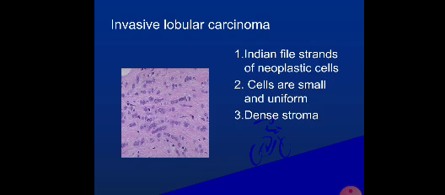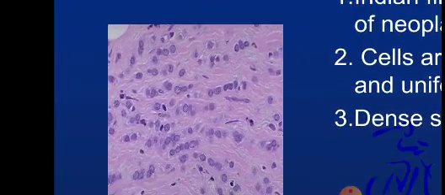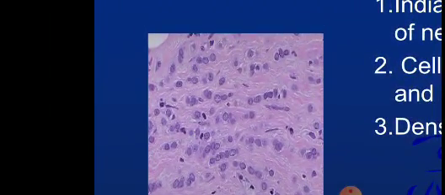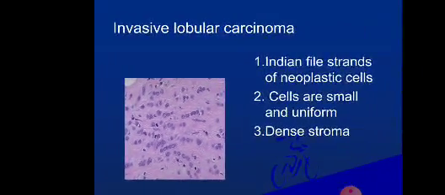Here you can see the Indian file strands of neoplastic cells. Cells are small and uniform with dense stroma. Here there is no E-cadherin, no adhesion of the cells. So they are not arranged in duct form or solid nest form. They are arranged in the single file pattern, and they show mild pleomorphism and large nucleus, mild pleomorphism, increased mitotic activity. So this is a case of invasive lobular carcinoma.